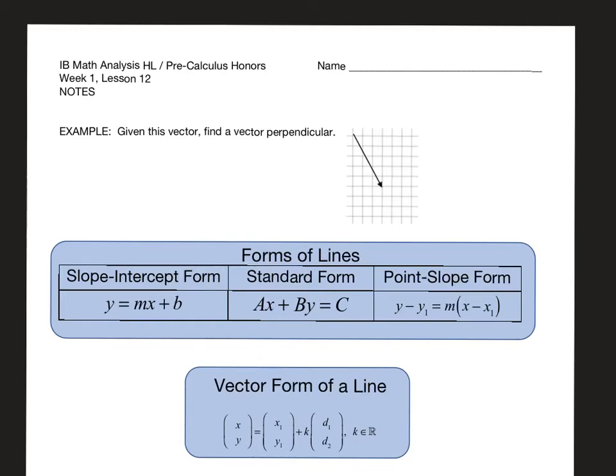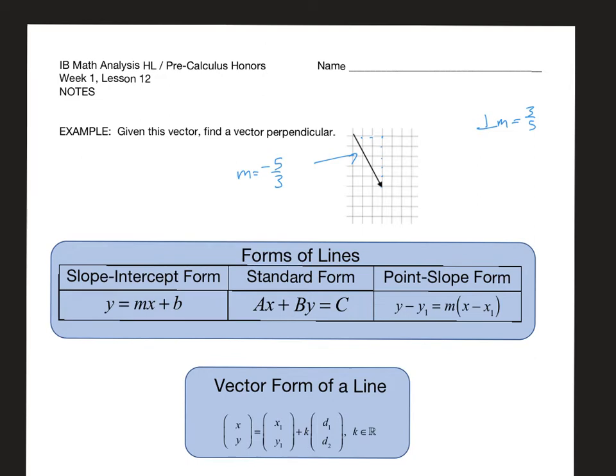Week 1, lesson 12. Let's start with this example. Given this vector, let's find a vector that is perpendicular. Now we've been talking about directions. If you think about this one being to the right, 1, 2, 3 to the right, and 1, 2, 3, 4, 5 down. That means that this has a slope of negative 5/3.